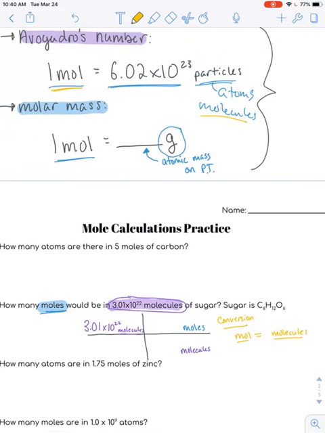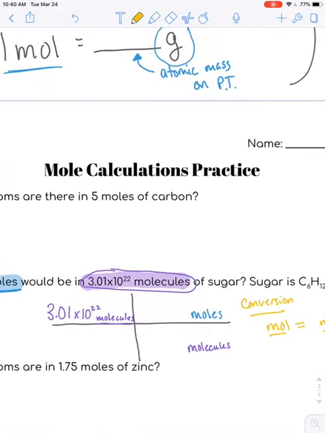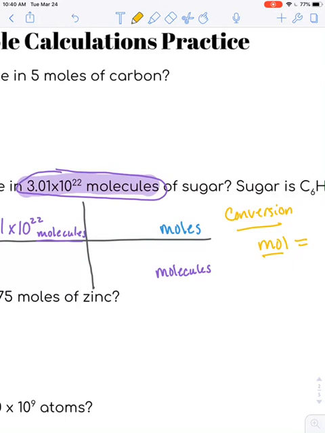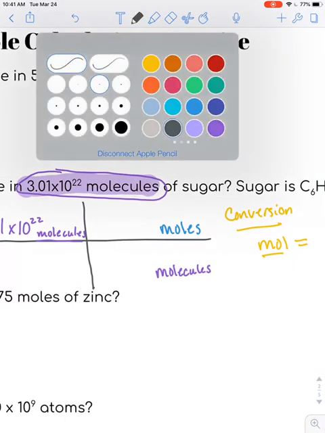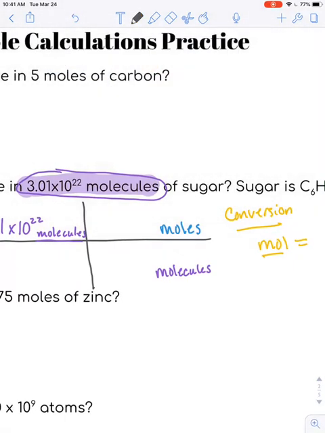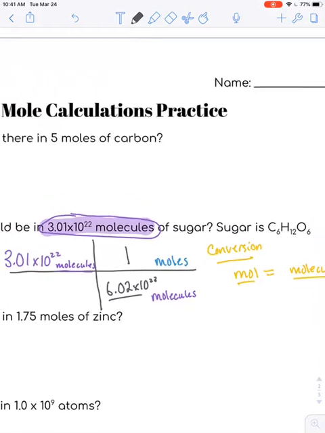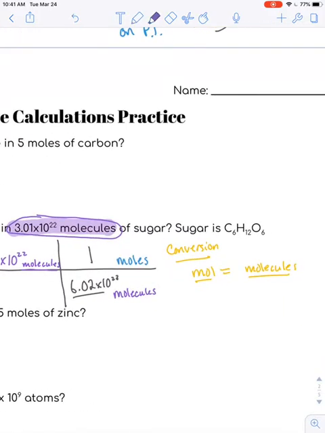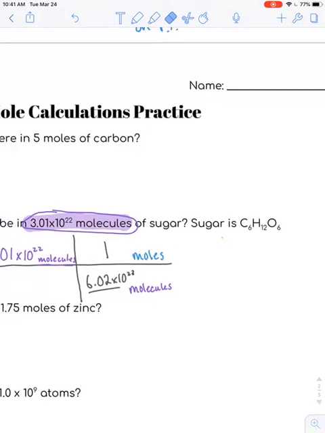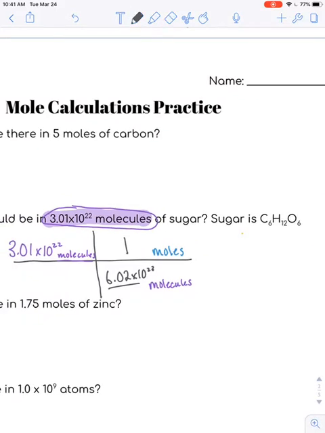So Avogadro's number says that 1 mole is equal to 6.02 times 10 to the 23rd particles. And in this case, our particles are going to be molecules. So we're going to fill those numbers in like this. 1 mole is going to be equal to 6.02 times 10 to the 23rd molecules. So that 6.02 is going to go on the bottom in this example. So the next and final step is just to multiply across the top and divide by the bottom.